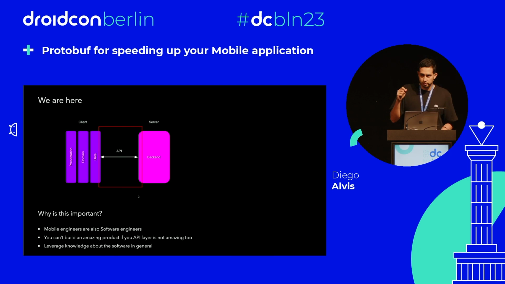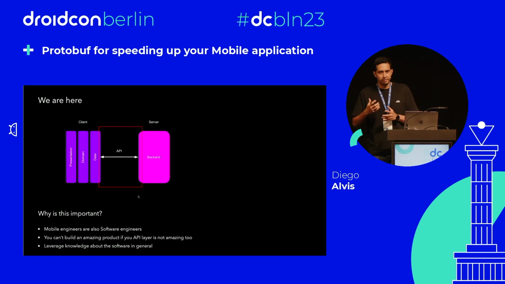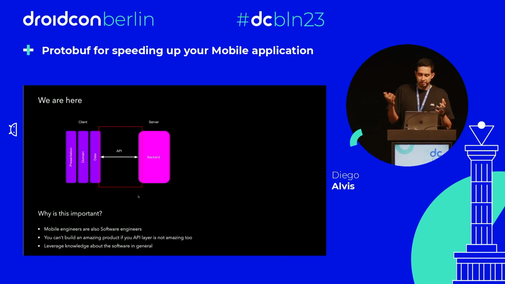Also, it's important to pay attention to the API because you can't build an amazing product if you don't have an amazing API layer, right? Even if you put in animations, UI, colors, fonts, but if your API sucks, then you're going to have a very bad user experience, which means that you're going to have a bad product at the end of the day.